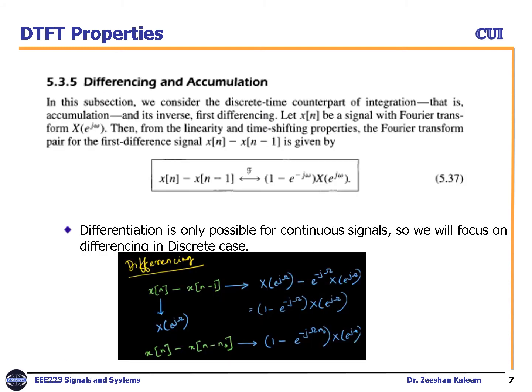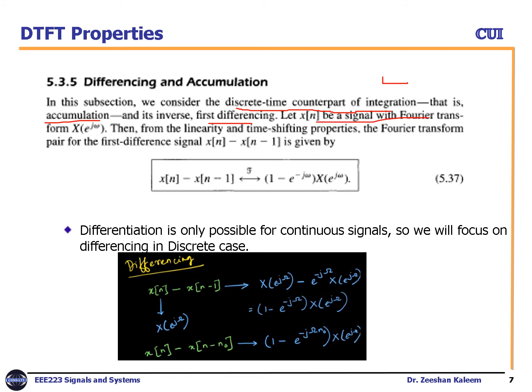The other important property is differencing and accumulation. As we already discussed in the continuous time case, where we have integration, the discrete time counterpart of integration is accumulation. So accumulation and integration mean more or less the same thing. However, the term integration is used in the continuous time case, whereas for the discrete time case we use the term accumulation, and its inverse is first differencing.